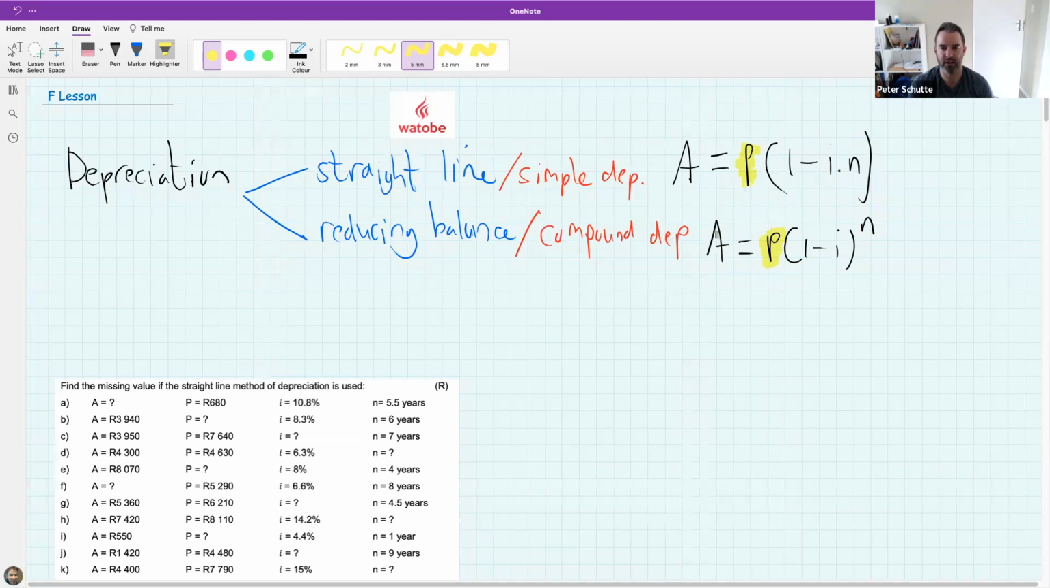It's the lower value. Say, for example, you buy a new iPhone for 15,000 Rand, and in 5 years' time, it's not going to be worth more than 15,000. It might be worth like 10,000, or it might be even worth like 7,000. The A value will be less than the P value when we're doing the depreciation calculation. The other thing that's different about depreciation is that it has these negative signs to incorporate the losing of value. But otherwise, it's not that different to interest.